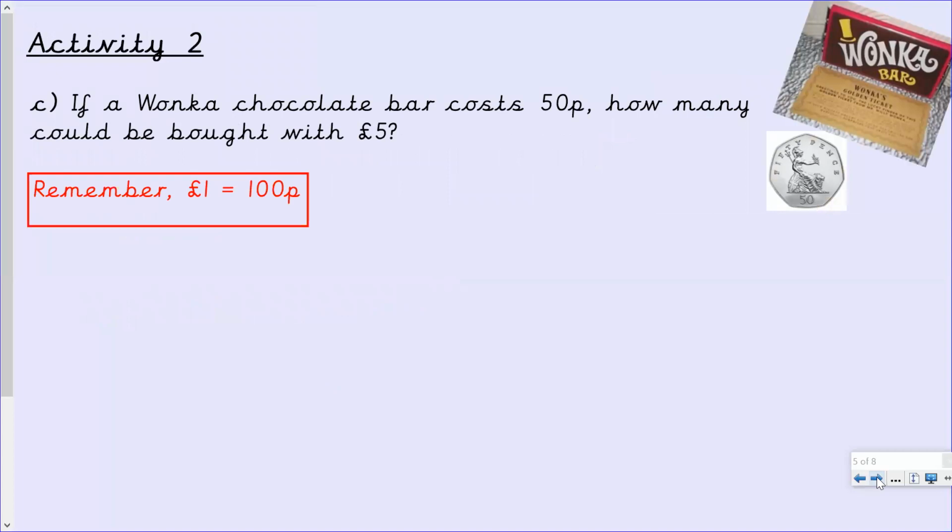Okay, this is activity 2C. If a Wonka chocolate bar costs 50p, how many could be bought with £5? Here's a little reminder for you. Remember, £1 equals 100 pence or 100p. So being given this information, how could you use this information to help you figure out how many bars of chocolate could be bought with £5? Pause the video and have a go. Play the video when you're ready.